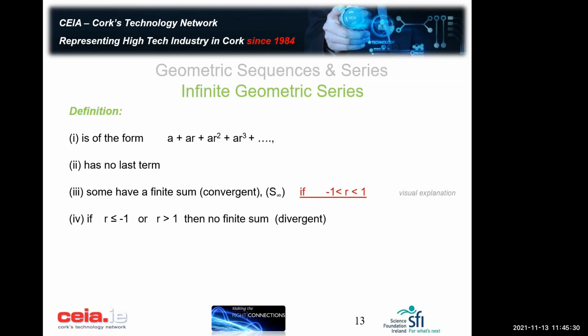If it's greater than 1 or less than -1, in other words, if it's a whole number, it's a divergent series, because the sizes of the terms get too big. But if r is between -1 and 1, then it has to be a fraction, and if it's a fraction, it does reduce down and it does converge. The sum to infinity, S infinity, is equal to a over 1 minus r. That's only if r is between -1 and 1. We're going to do an example on that.